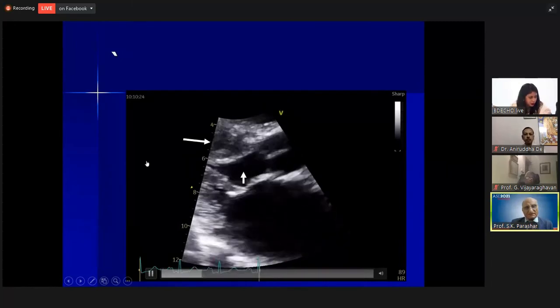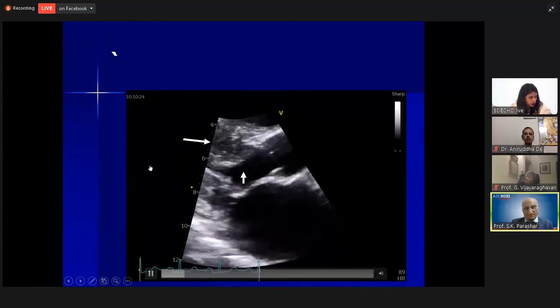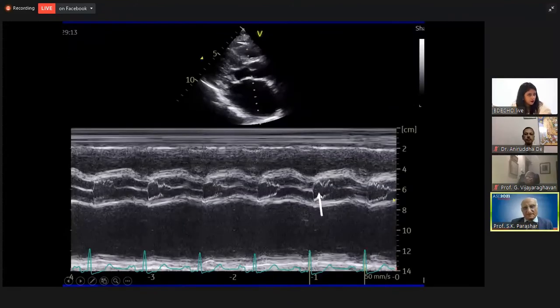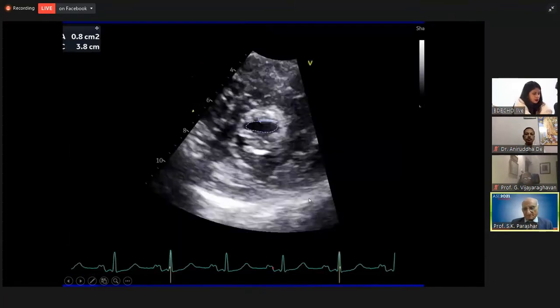As you see, this is a zoomed view, and you can see in between, there was a mid-systolic closure of the aortic leaflet, which is seen intermittently. You see here the aortic leaflet opening, then closing, then reopening again, then closing. Of course, the mitral valve area was about 0.8 centimeter squared.